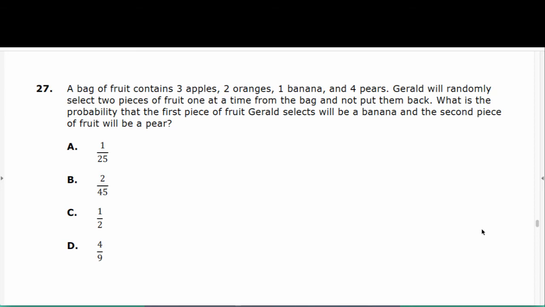Question 27. A bag of fruit contains 3 apples, 2 oranges, 1 banana, and 4 pears. Gerald will randomly select 2 pieces of fruit, one at a time, from the bag and not put them back. What is the probability that the first piece of fruit Gerald selects will be a banana and the second piece of fruit will be a pear? A. 1/25. B. 2/45. C. 1/2. D. 4/9.